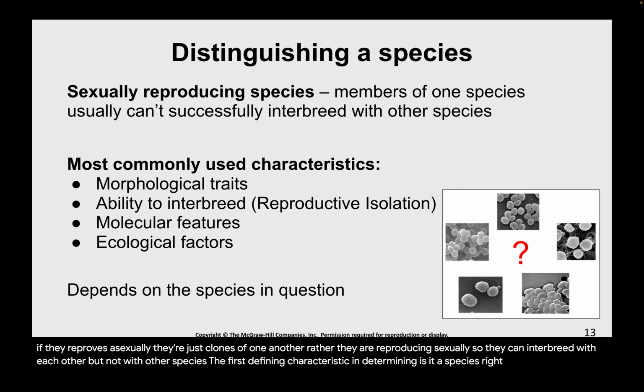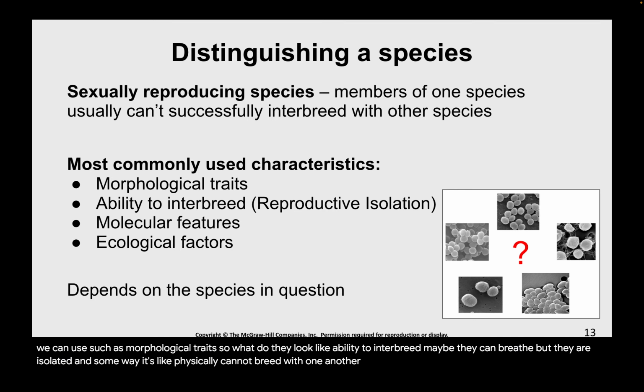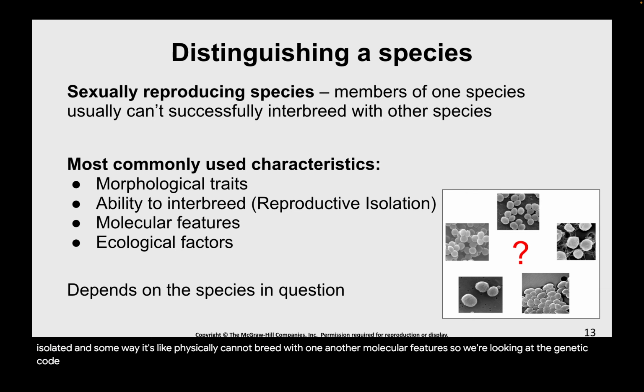But there are also characteristics that we can use, such as morphological traits, so what do they look like? Ability to interbreed. Maybe they can breed, but they are isolated in some way, so they physically cannot breed with one another. Molecular features, so we're looking at the genetic code, as well as ecological features. And this varies on the species in question. Which one are you going to focus on when determining whether it is a separate species?